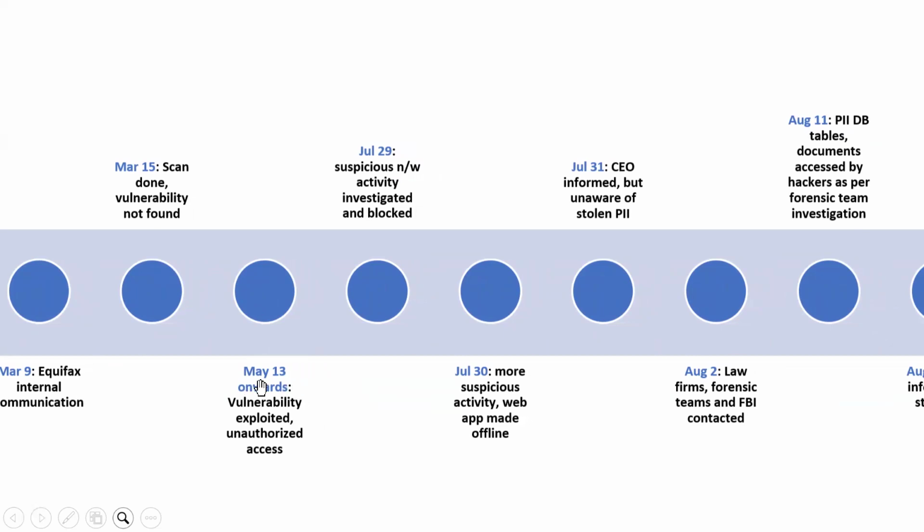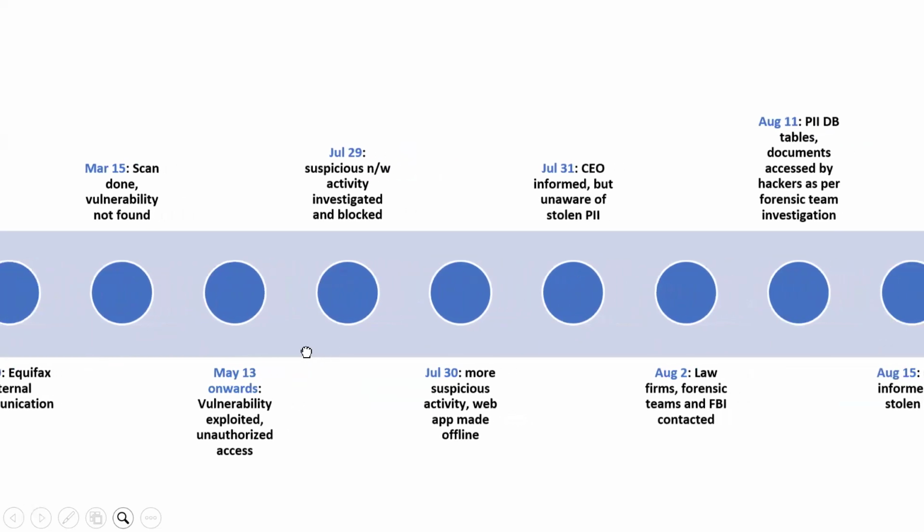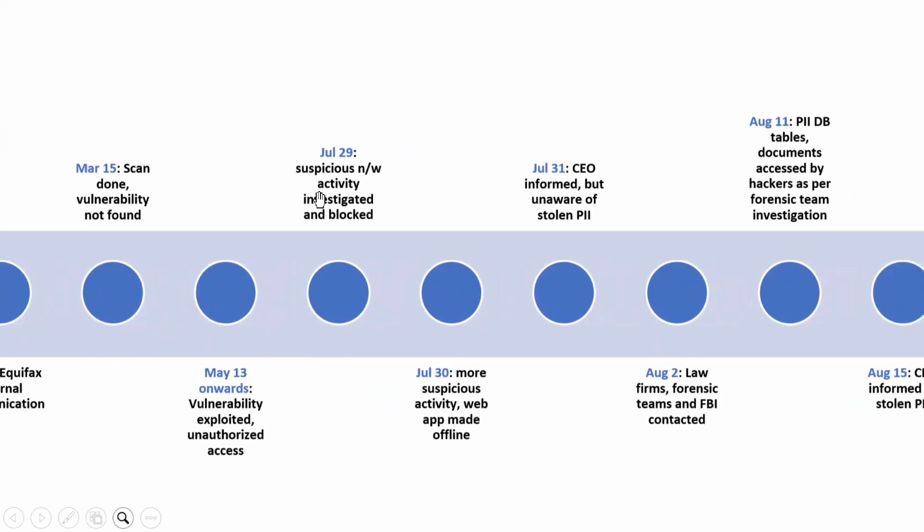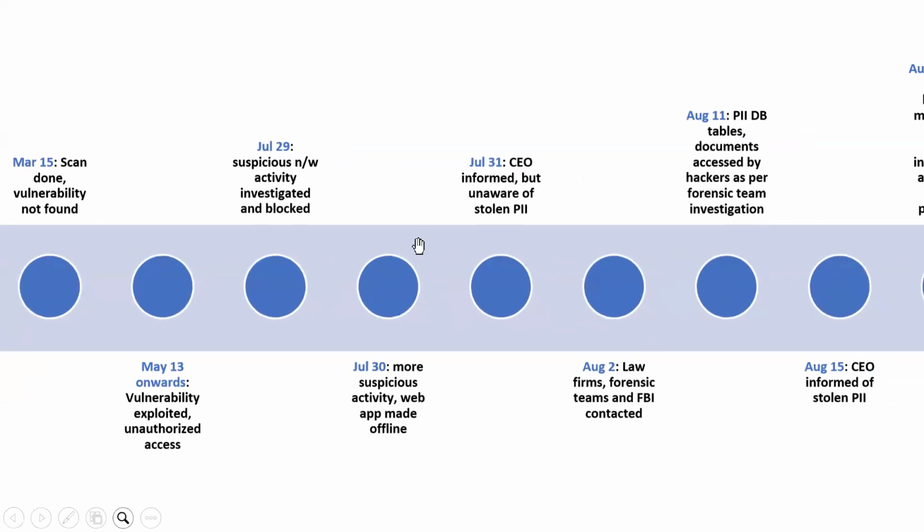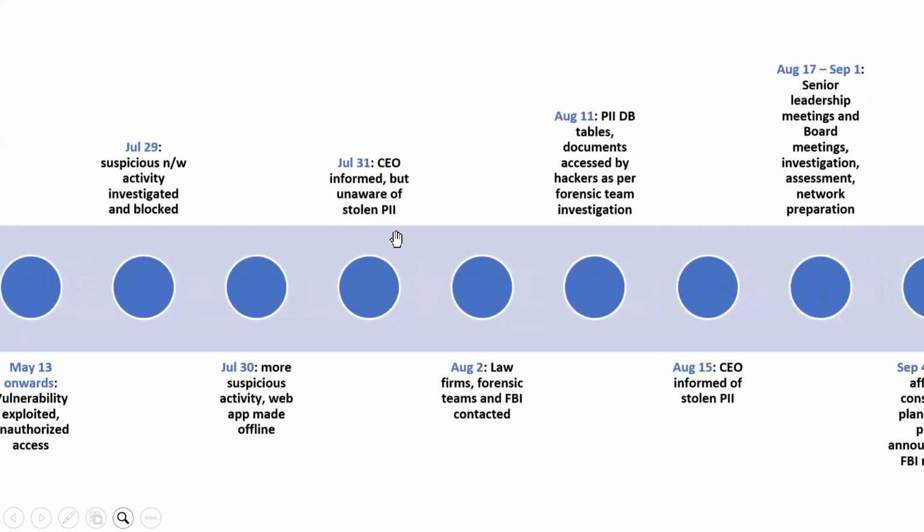There is evidence to suggest that from May 13 onwards, the vulnerability was exploited and unauthorized access occurred. This was not found until July 29. On 29th July, suspicious network activity was investigated and blocked. The next day, there was more suspicious activity, and the web app was taken offline that day. On 31st July, the CEO of Equifax was informed, but they were unaware of stolen PII. As of now, it was only suspicious network activity.